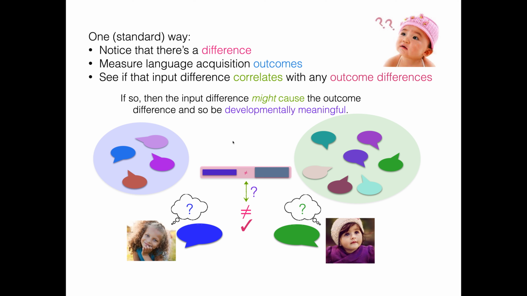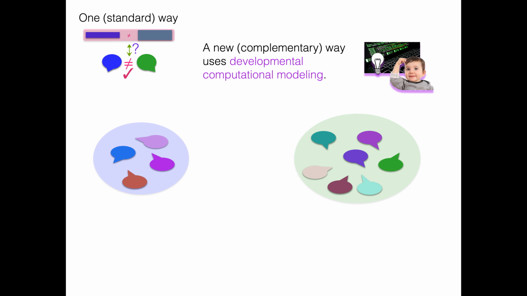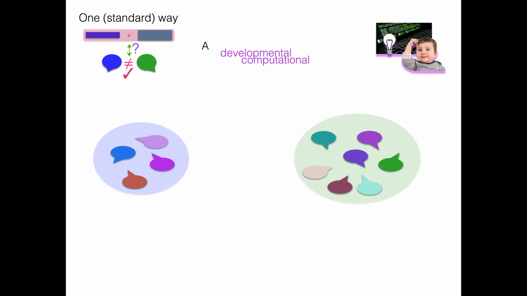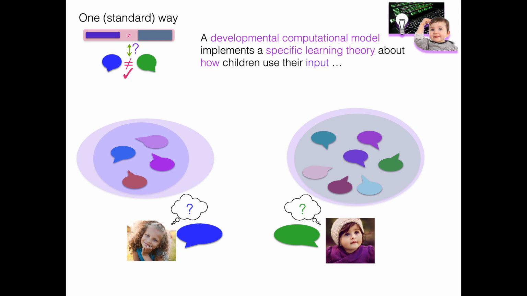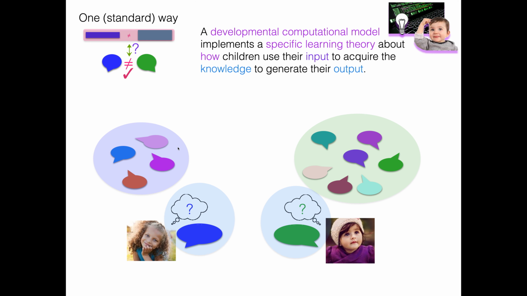Remember, this is correlation, so it might cause it. And so if so, then that input difference would be developmentally meaningful in this particular way with whatever outcome difference it's correlated with, right? So a new complementary way that I want to talk about uses developmental computational modeling. And so a developmental computational model is going to implement a specific learning theory, and in particular, a learning theory about how children use their input to do what? To acquire the knowledge that they use to generate their output, right? It tells you how you get from the input to the output, right? It's a causal story in this way, right?